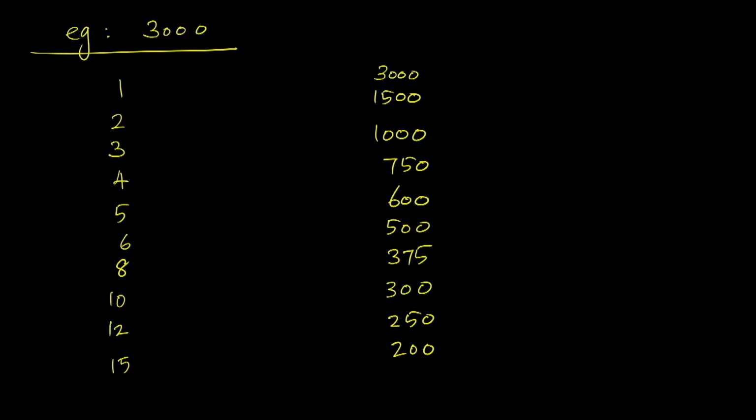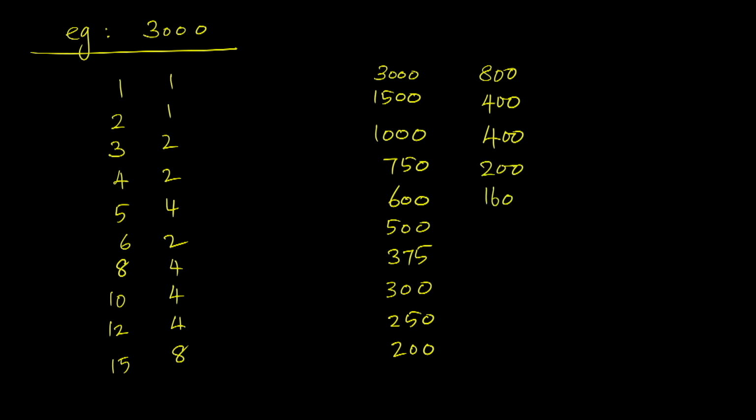If you compute the corresponding phi values, you find these are: for 3000 you can see that the phi value is 800, 1500 it is 400, for 1000 again it is 400, for 750 it is 200, 600 is 160, 500 is 200, 375 is 200, 300 is 80, 250 is 100, 200 is 80.